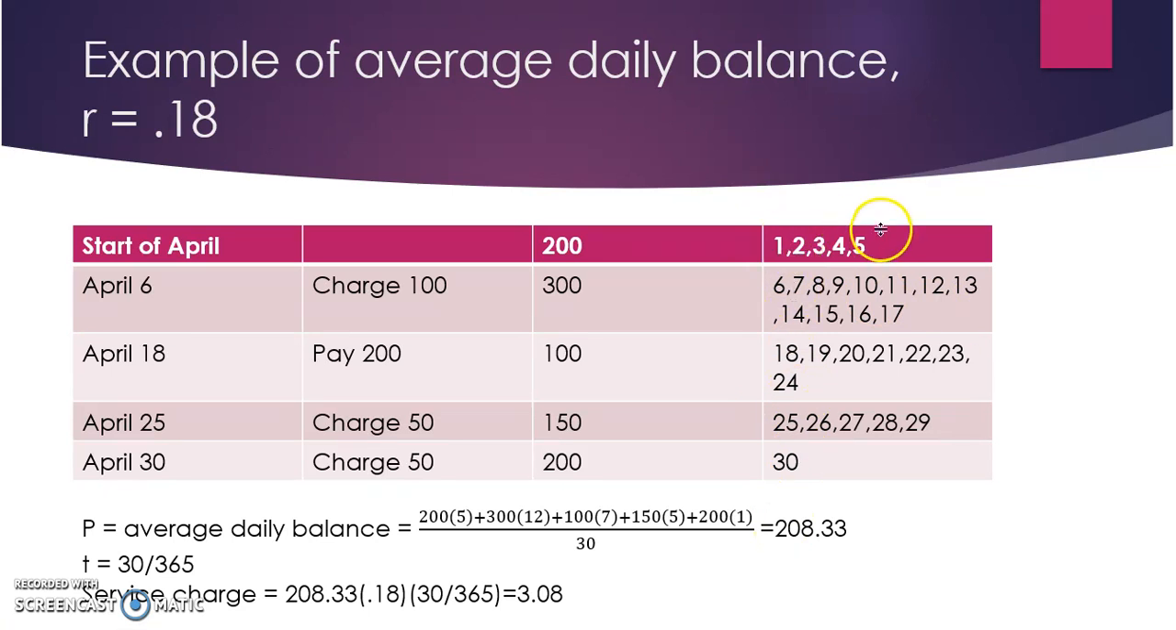So we'll keep track. On 5 days the ending balance was $200, and then we made the charge, and then 6th through 17th, that's a total of 12 days, the balance was $300, and then 18th through 24th, a total of 7 days, the balance was $100. 25th, 26th, 27th, 28th, 29th, a total of 5 days, the balance was $150, and there was one more day that the balance was $200.